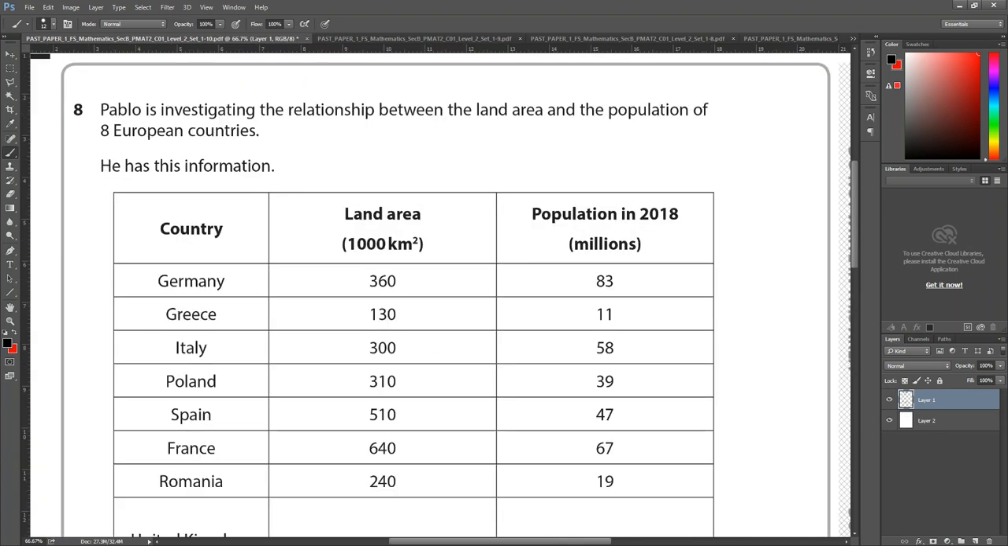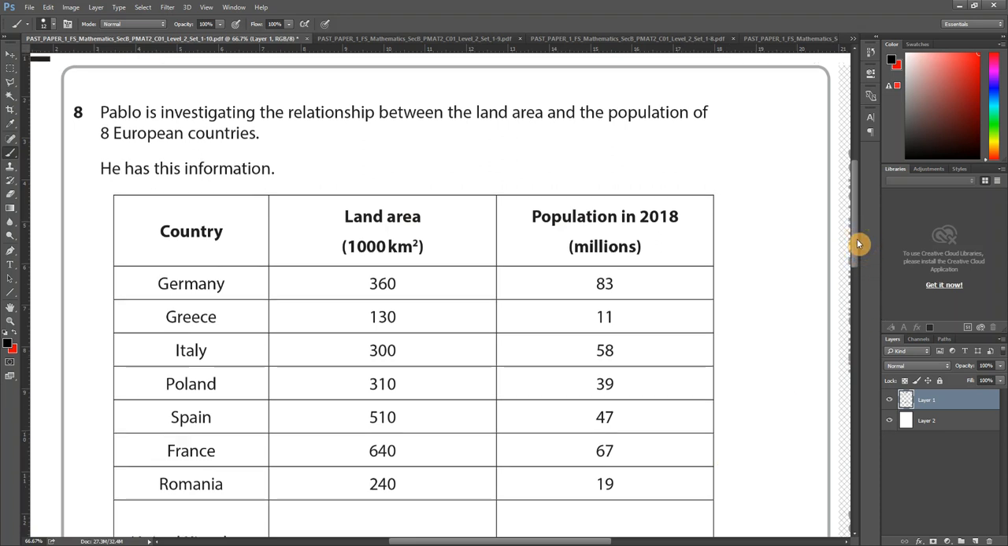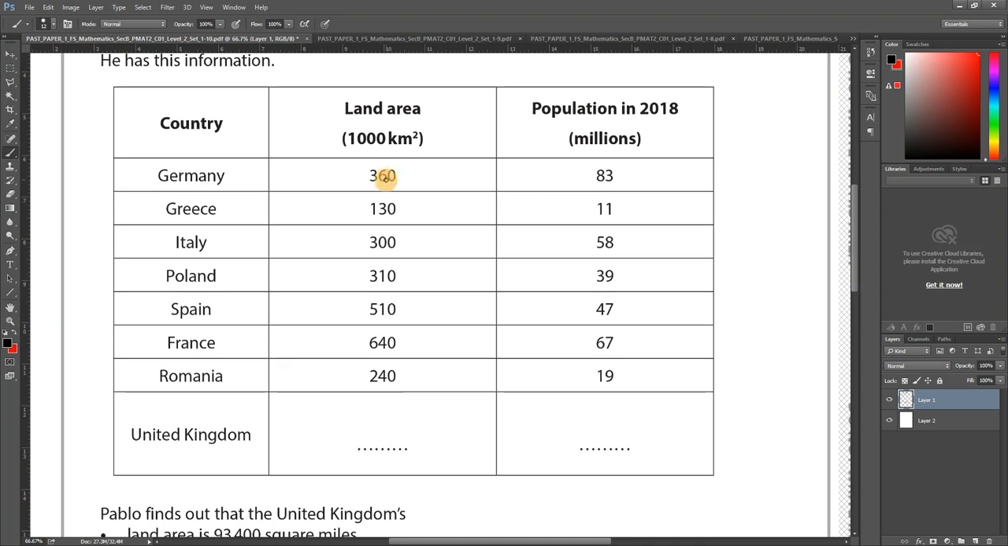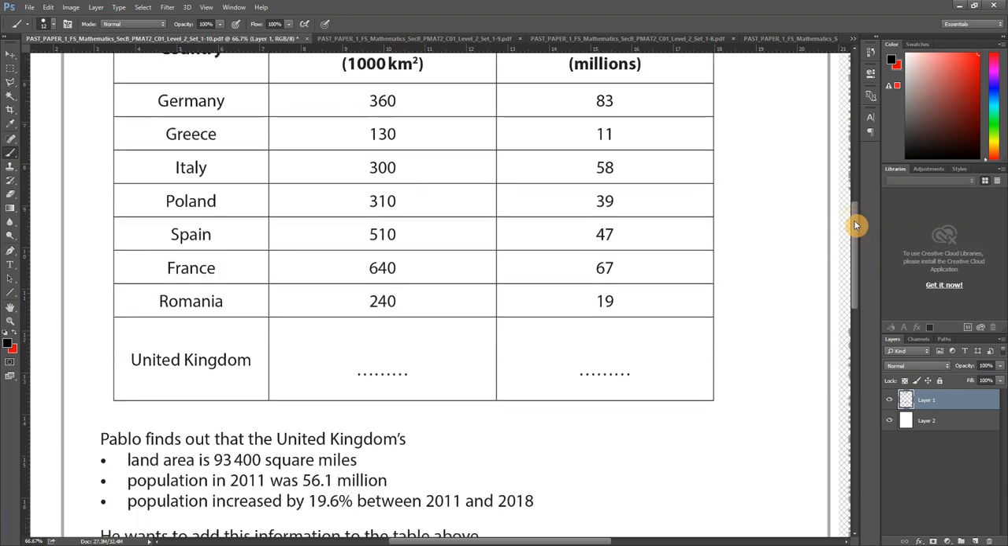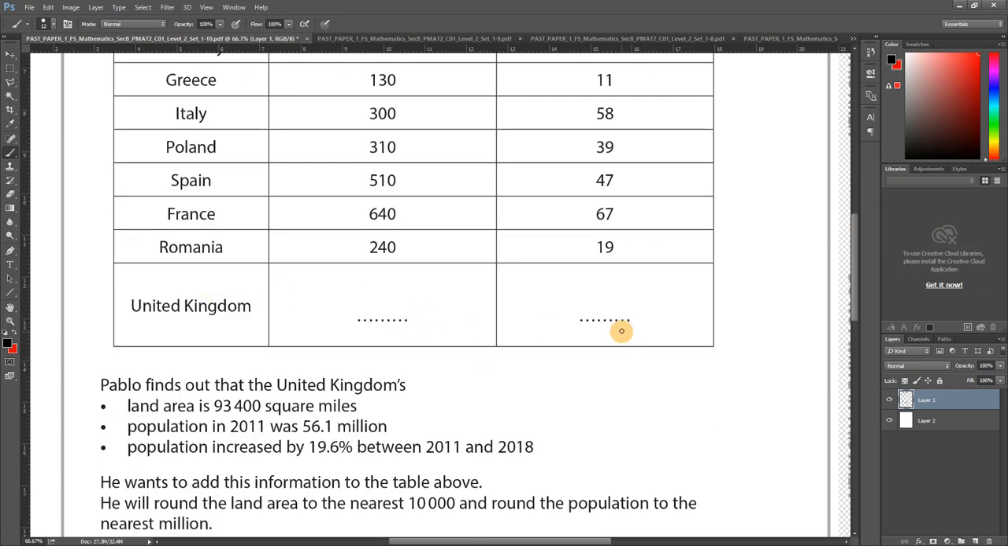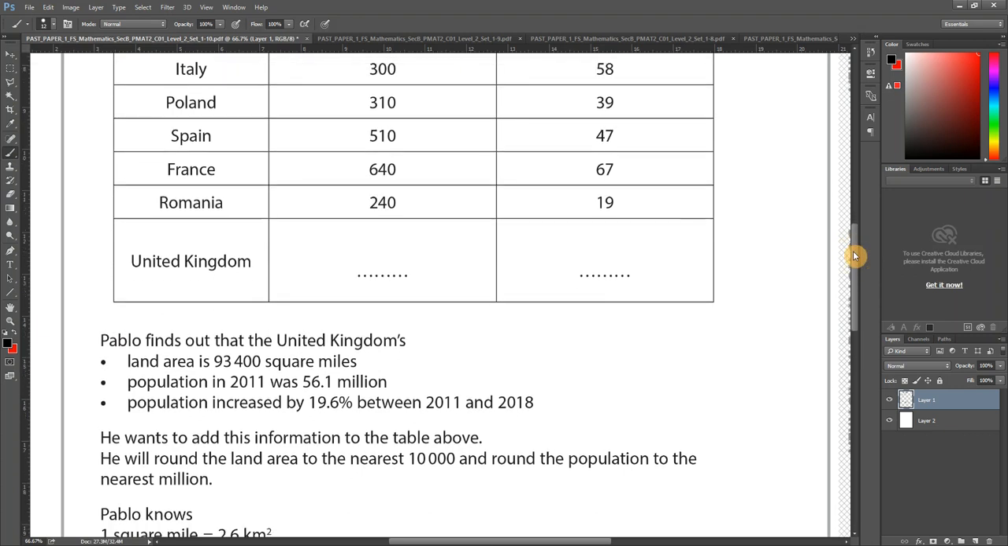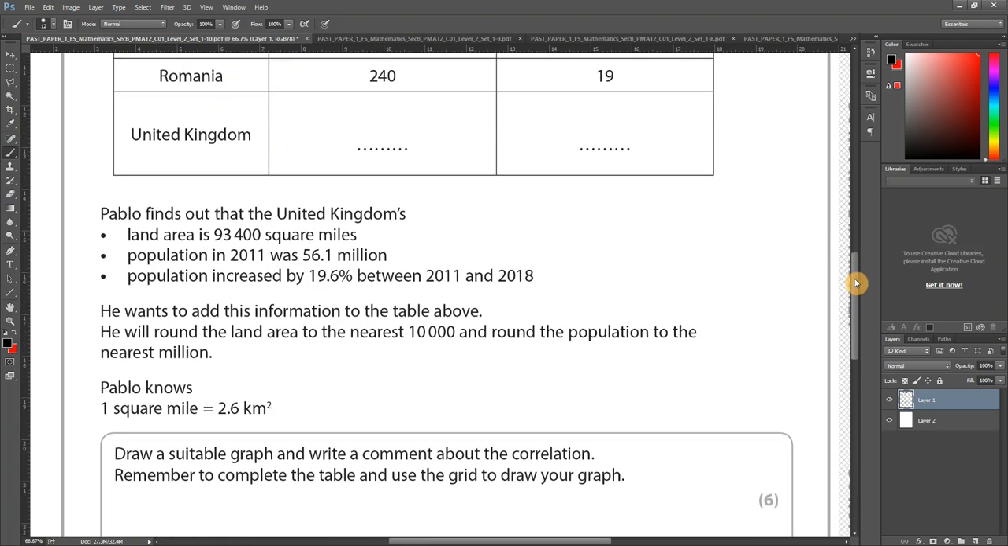Question 8. Pablo is investigating the relationship between the land area and the population of 8 European countries. He has this information. So you have country, land area in 1,000 kilometers squared, and you have population in 2018 in millions. Right, so you've got the UK here, there's two blank values here. Pablo finds out that in the UK, land area is 93,400 square miles. Population in 2011 was 56.1 million. Population increased by 19.6% between 2011 and 2018.